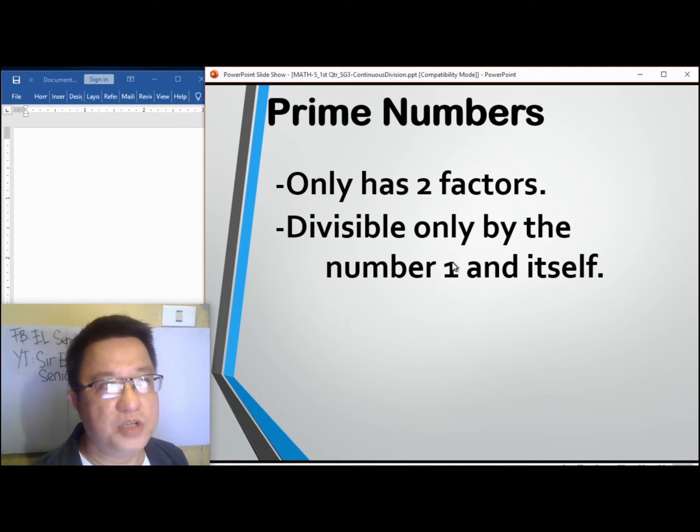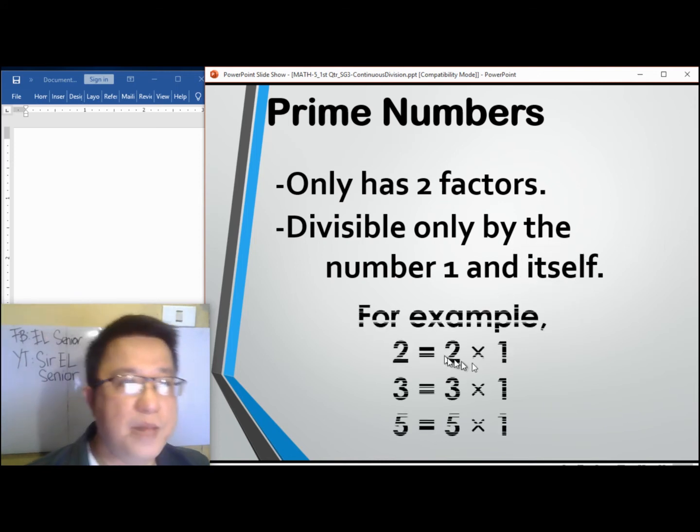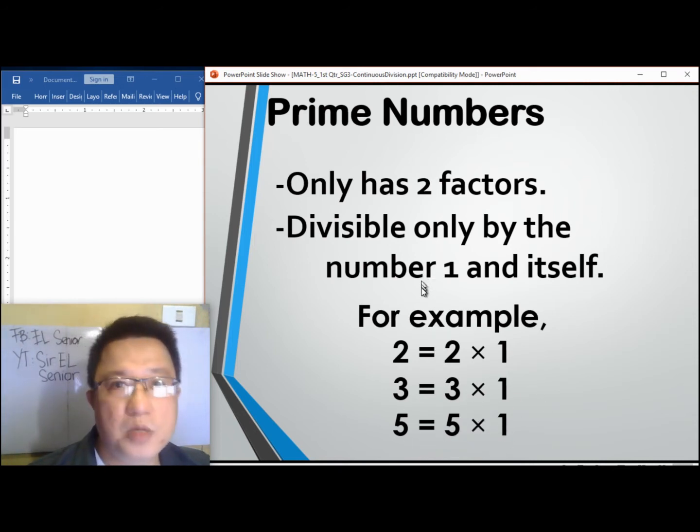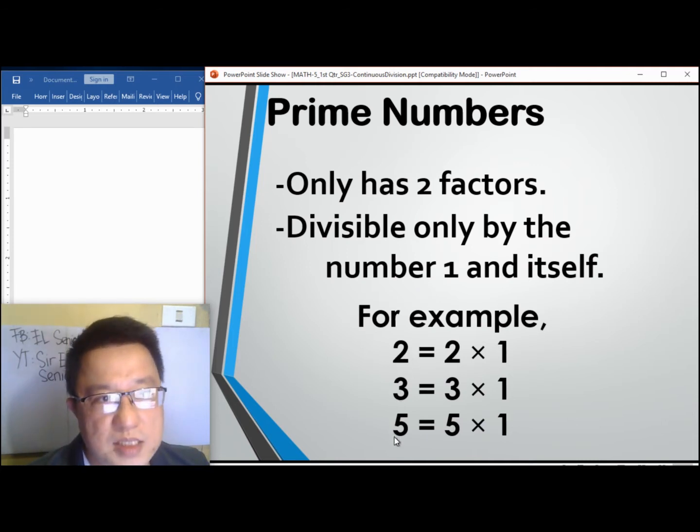And the factors are either 1 and itself. So for example, the number 2 is a prime number, so the factors are 1 times 2. And 3 is also a prime number, so its factors are 1 times 3. And 5 is 1 times 5. You don't have any more numbers as factors for these prime numbers.